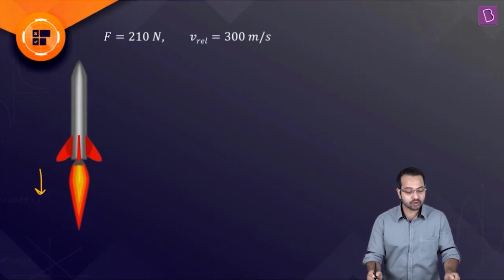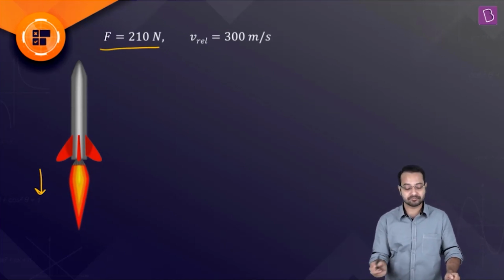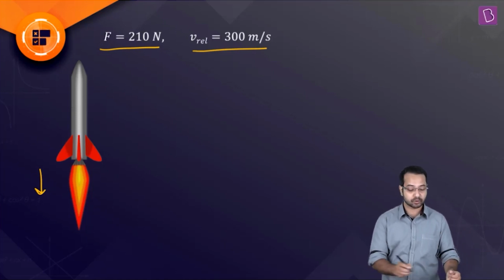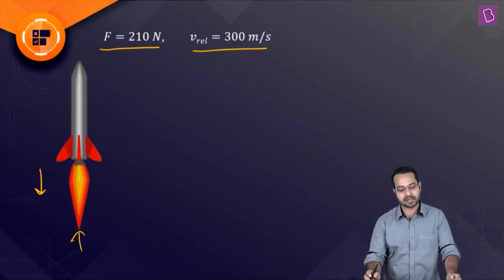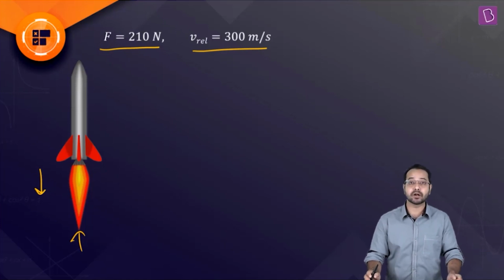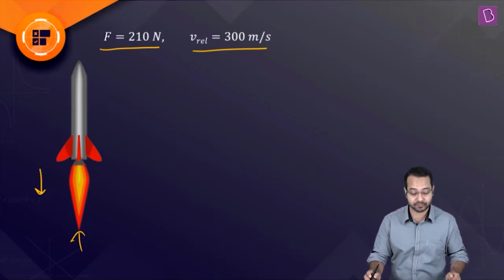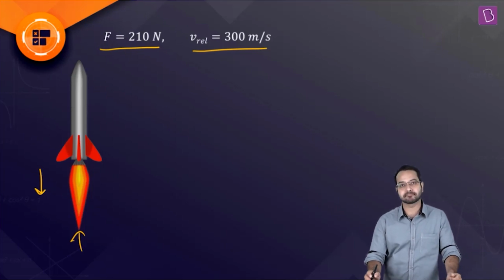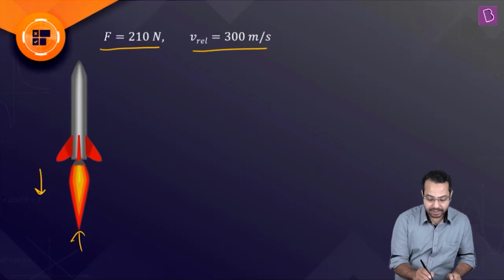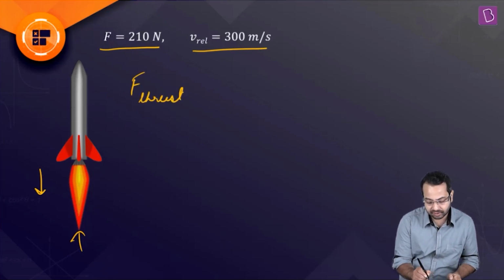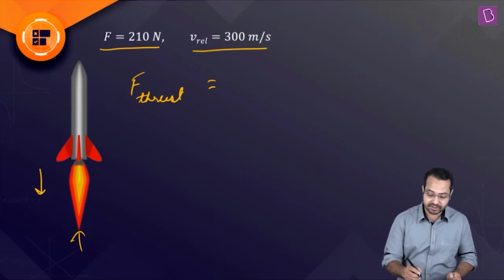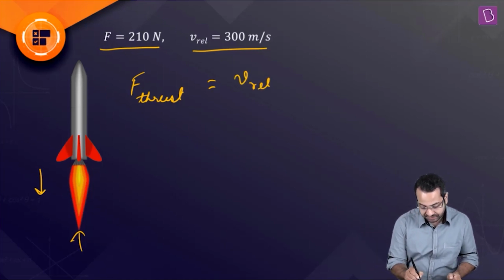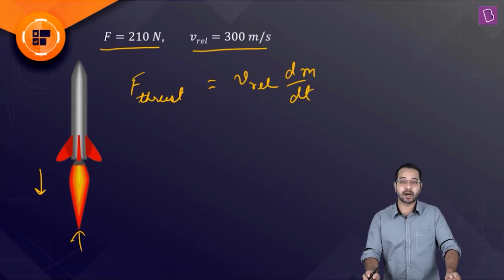So we know that the thrust is 210 Newton, and the relative velocity of the rocket with respect to the propellant, these gases which are being ejected, is 300 meter per second. We have to find out the rate of combustion of the fuel, or basically what we mean is the mass of the fuel per unit time being ejected by the rocket. We know very well that the thrust acting on a rocket is equal to the relative velocity multiplied by dm by dt, that is the rate of mass change.